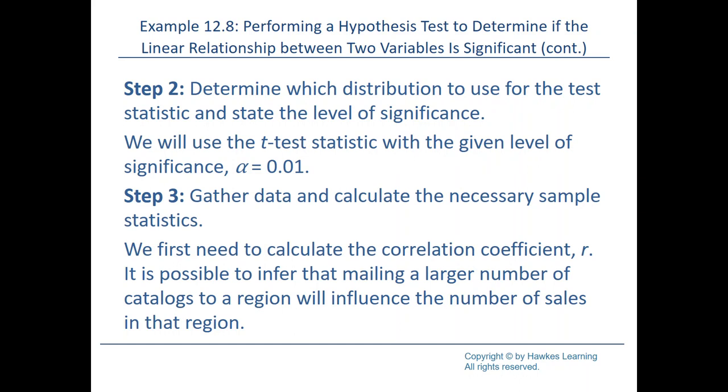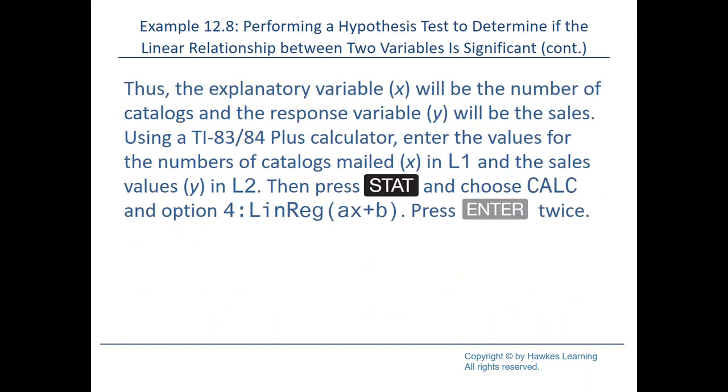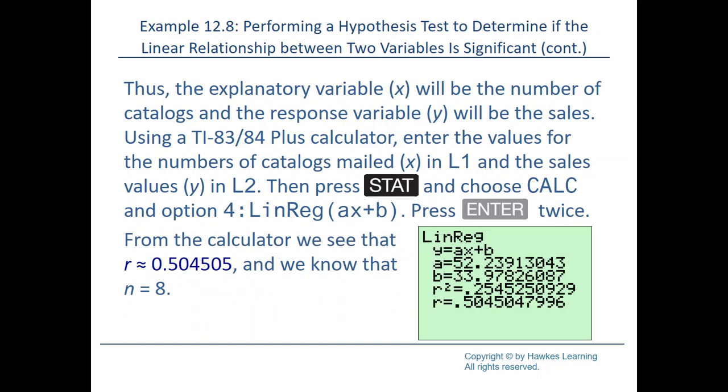Is it possible to infer that mailing a larger number of catalogs in a certain region influences the number of sales in that region? Because of this, I'm going to let X be the number of catalogs, and I'm going to let Y be the values of how much money we got back in sales. Now, if you hit STAT, arrow over to CALC, and number 4, LinReg, and hit enter twice, that is going to give you R.